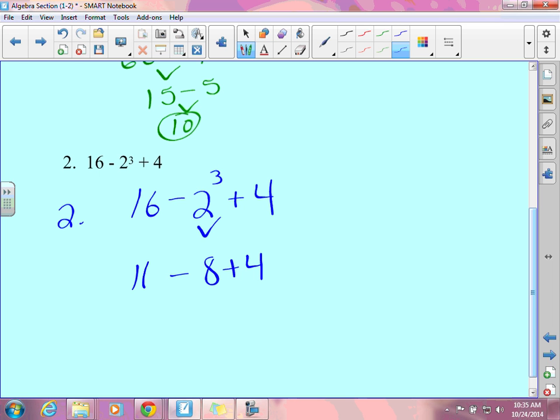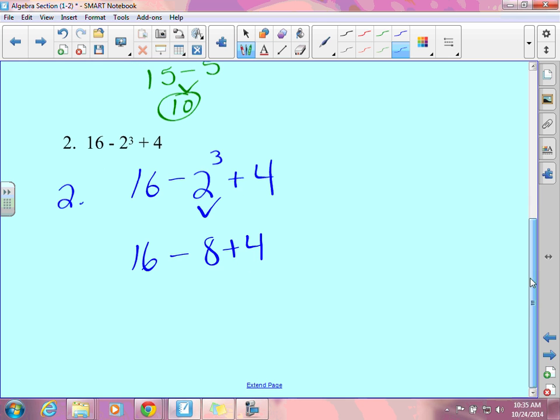All right. Do I have parentheses? Do I have an exponent? No. Do I have multiplication, division? Do I have addition, subtraction? Which one comes first? Subtraction. So what do I get? 8 plus 4, and I get 12. Circle it. Questions?